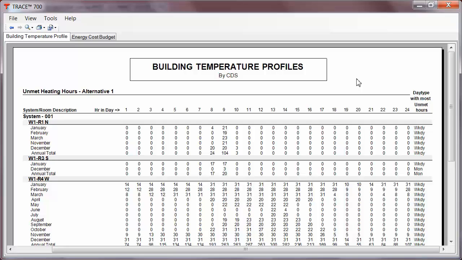Note that the unmet hours in the Building Temperature Profile Report are not additive. Any space can trigger an unmet hour, but if multiple spaces have unmet conditions during the same hours, then only a single unmet hour is tallied. This means that an alternative can have a maximum of 8,760 unmet hours.